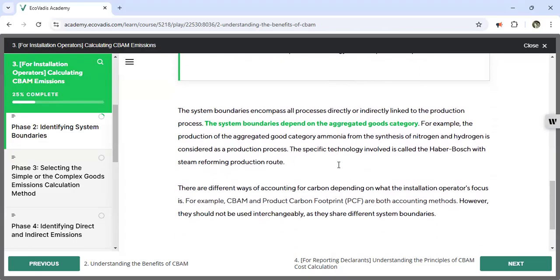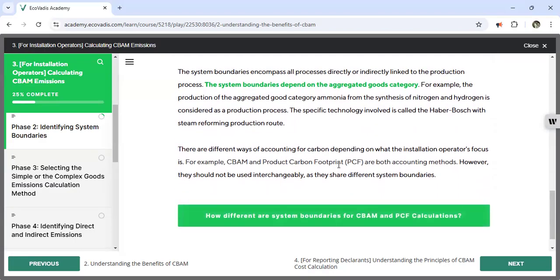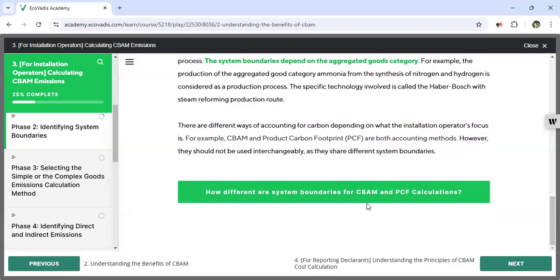The system boundaries depend on the aggregated goods category. For example, the production of the aggregated good category ammonia from the synthesis of nitrogen and hydrogen is considered as a production process. The specific technology involved is called the Haber-Bosch with steam reforming production route. There are different ways of accounting for carbon depending on what the installation operator's focus is. For example, CBAM and product carbon footprint, PCF, are both accounting methods. However, they should not be used interchangeably, as they have different system boundaries.